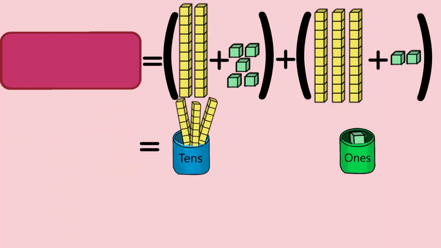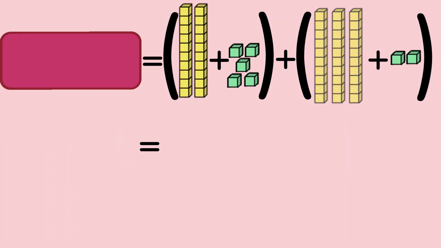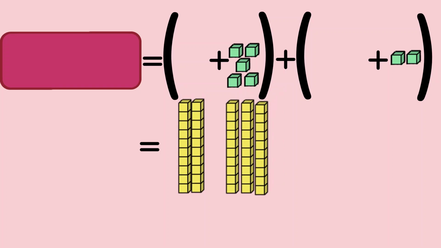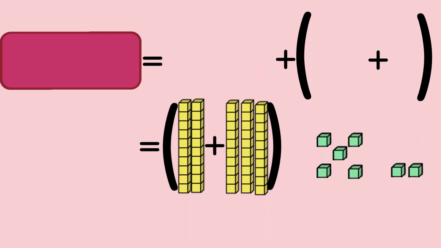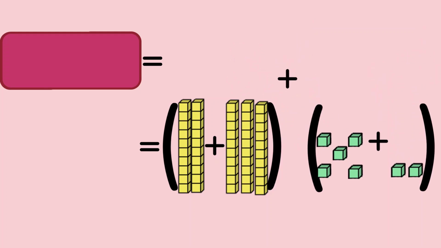So let's grab all the tens and group them together. Remember to add a plus sign and brackets. We are done with the tens. Now let's do the same with the ones. Here is 5 and over here is 2. Let's group them. Add a plus sign, some brackets, and finally a plus sign between the two groups. Step 2, done.